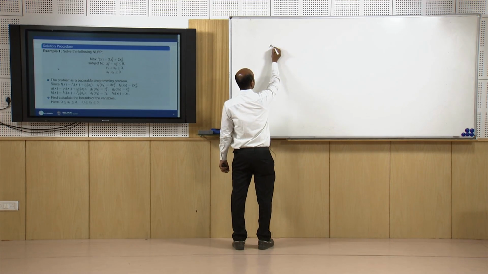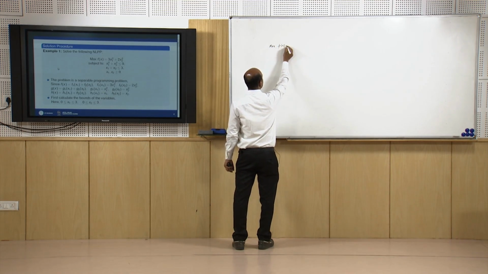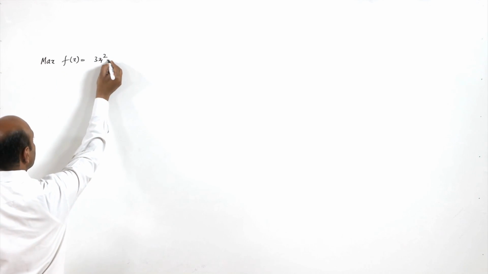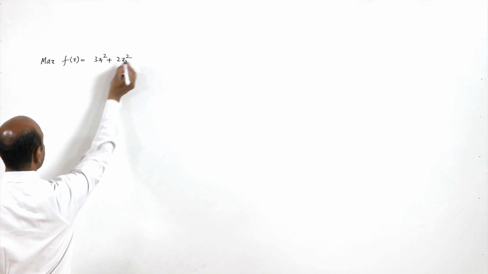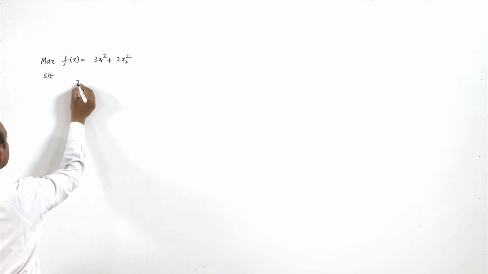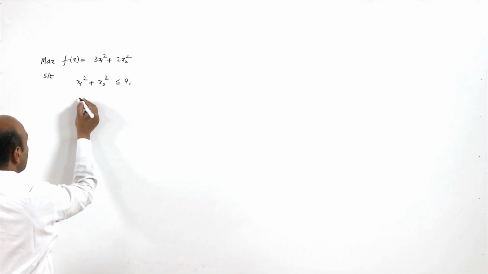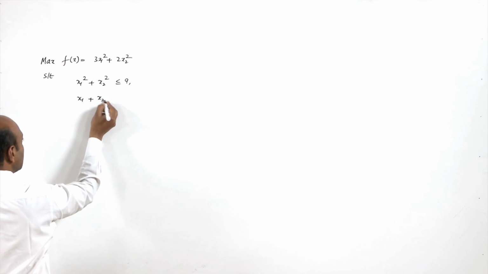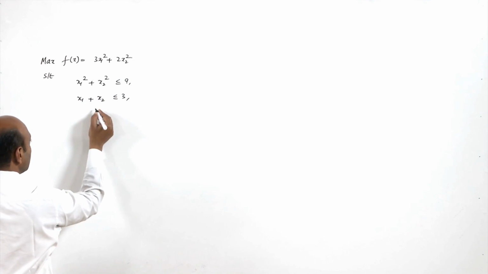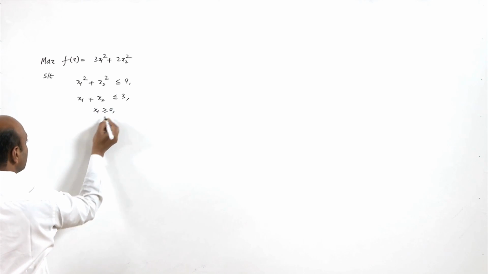It is maximizing f(x) equals 3x1 square plus 2x2 square, subject to x1 square plus x2 square less than or equal to 9, x1 plus x2 less than or equal to 3, and x1 greater than or equal to 0 and x2 greater than or equal to 0.